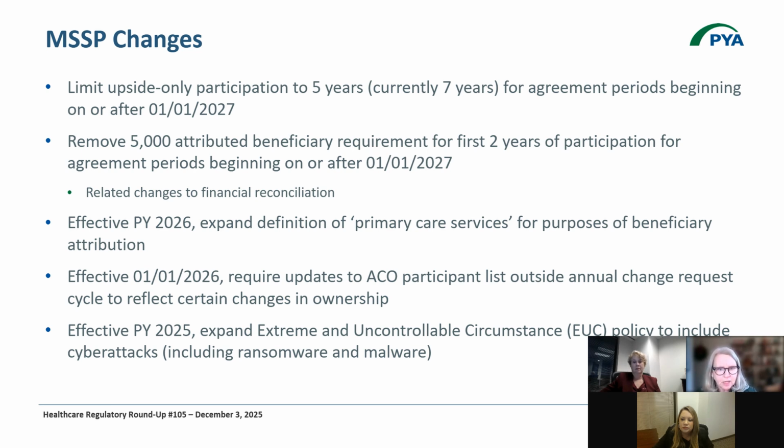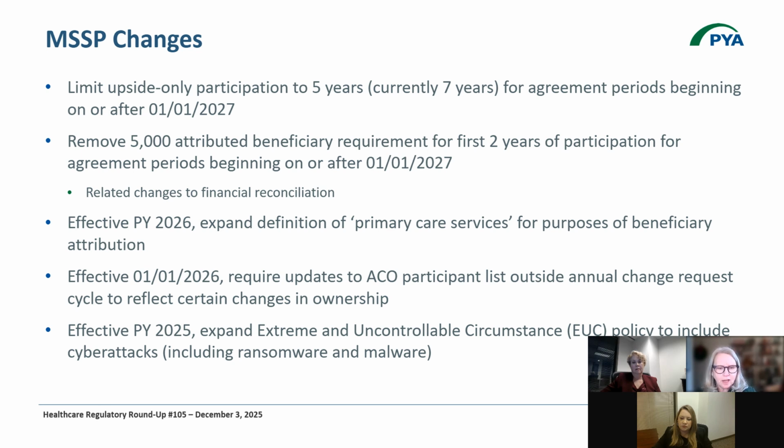There are also changes being made to the financial reconciliation process to account for that lower number of beneficiaries for those ACOs that qualify for that exception. Again, beginning for performance year 2026, we have an expanded definition of primary care services. That's the formula used to determine whether a beneficiary is attributed to your ACO, and then you'll be responsible for that attributed beneficiary's total cost of care. CMS continues to expand what qualifies as primary care services, as it expands primarily the world of care management services. And so it will allow you to grab more beneficiaries as a result of that broader definition.